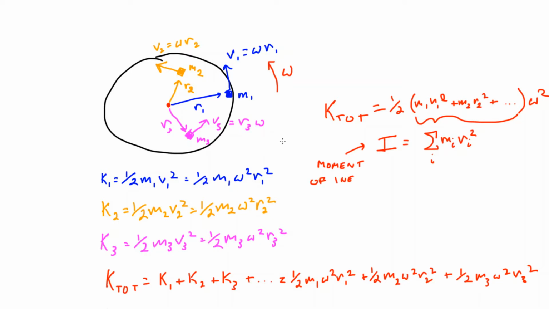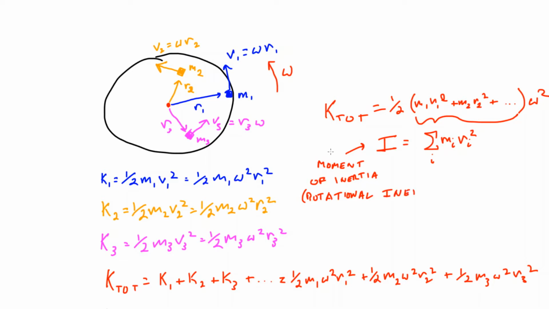Now, I don't really like this term, moment of inertia. I don't know exactly what it means, a moment of inertia. I often call this the rotational inertia, which makes more sense. Remember, inertia is a measure of how hard it is to move something. The more inertia it has, the harder it is to get it to accelerate, the more force you have to apply to get it to accelerate.